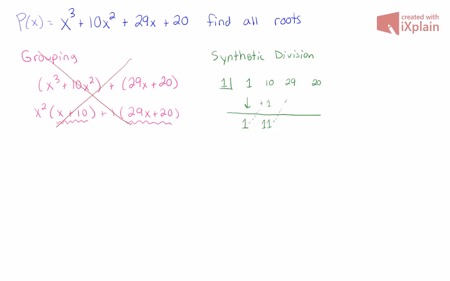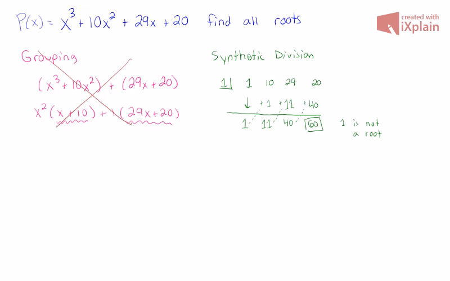Multiply by the number in the box. 29 plus 11, add straight down, and I get 40. Multiply by the number in the box, and that's 40. Add straight down, and I get 60. Since the remainder is not 0, -1 is not a root. Oh, I apologize. +1 is not a root.